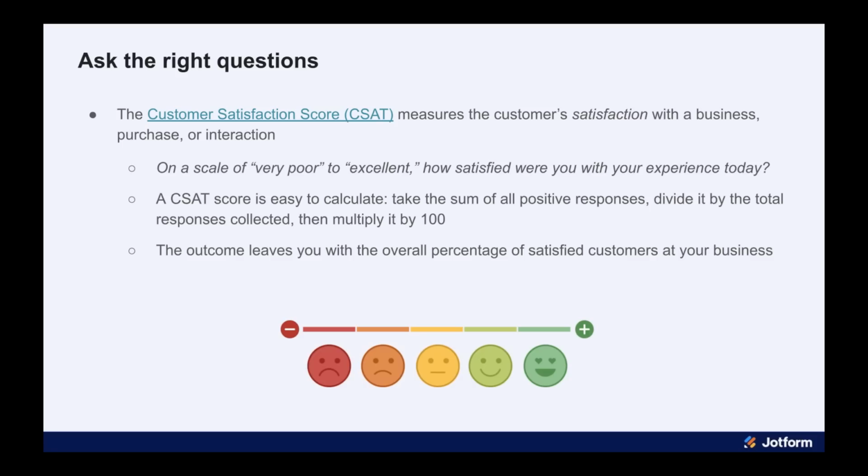It is a little bit less specific than your Net Promoter Score, in that you're taking the sum of all the positive responses, dividing it by the total responses collected, and then multiplying that by 100, and you're getting an overall percentage of satisfied customers. And basically using that to say, okay, if it's 70%, how do we get ourselves up to 80 to 90 to 100? And giving yourself basically a benchmark to be able to grow the satisfaction that your customers have with your business.